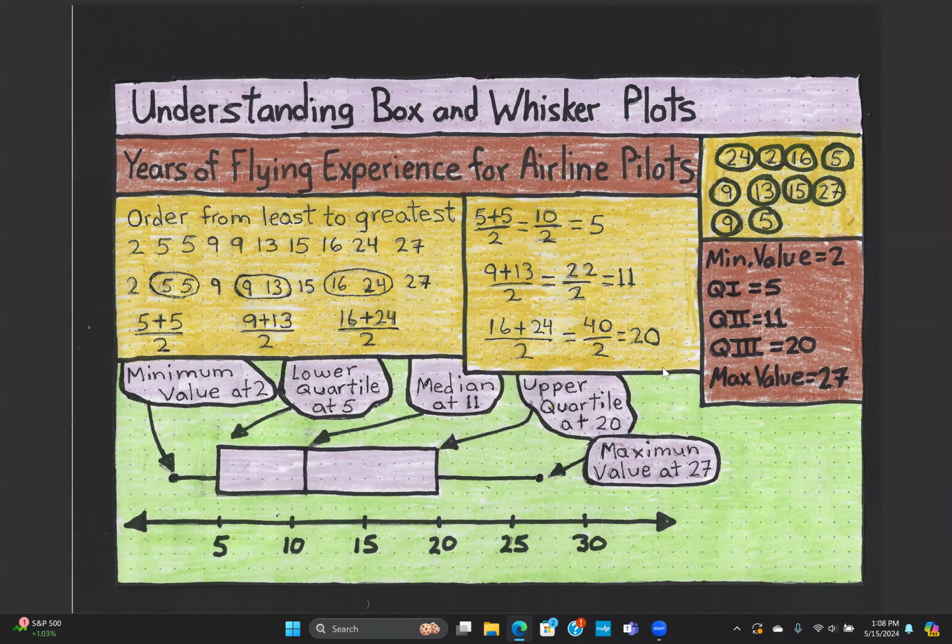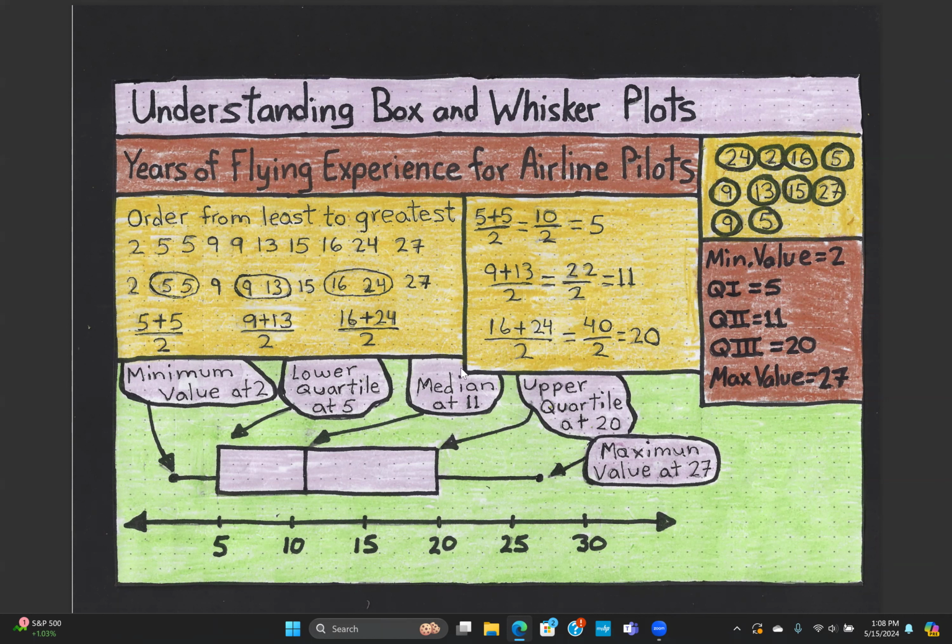Today, we're going to continue our study of box and whisker plots because sometimes you need multiple anchor charts to really help you get a good grasp of a given concept, and box and whisker plots are no exception. If you remember from the previous video, we did temperatures in the Midwest and how they jumped around quite a bit. Now we're going to apply box and whisker plots to the years of experience of airline pilots.